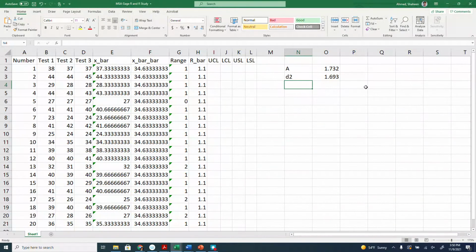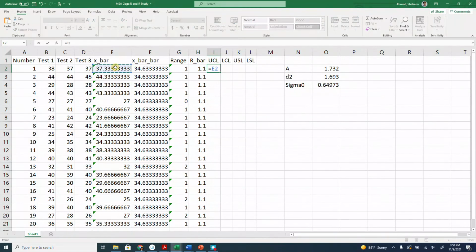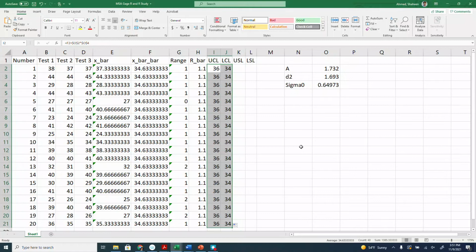Then we can calculate sigma 0, which is the range average divided by d2. And then the upper control limit is basically X bar bar plus A times sigma 0. I should freeze both of them because I'm going to use them again and again for all 20 parts. The lower control limit will simply be the negative sign. Then just copy all the way down.